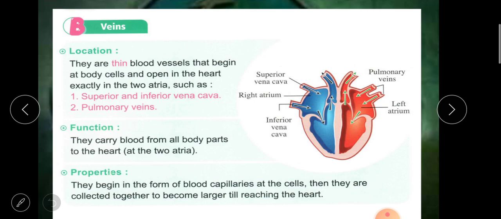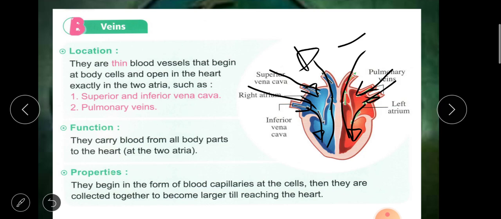So if you can see here, the veins give the blood to the atria, the left atrium and the right atrium. And then the blood moves from the atrium to the ventricle. And then the ventricle pushes the blood to the arteries. Again.